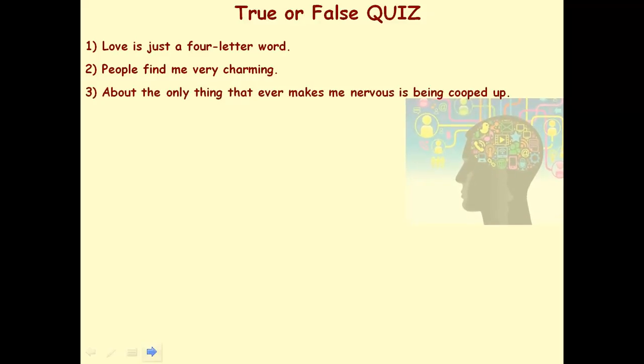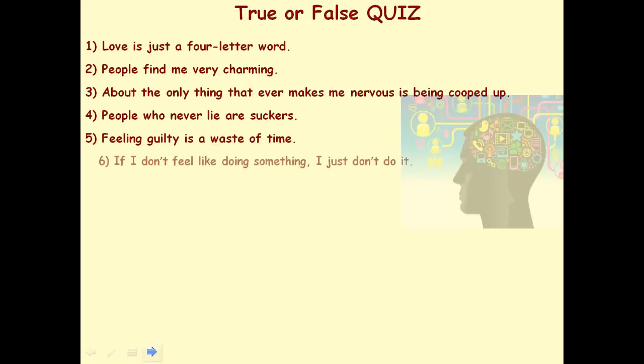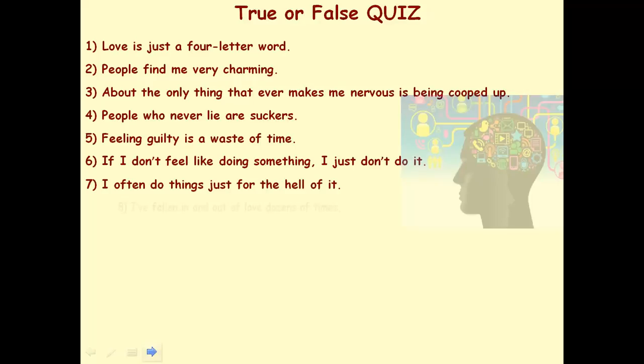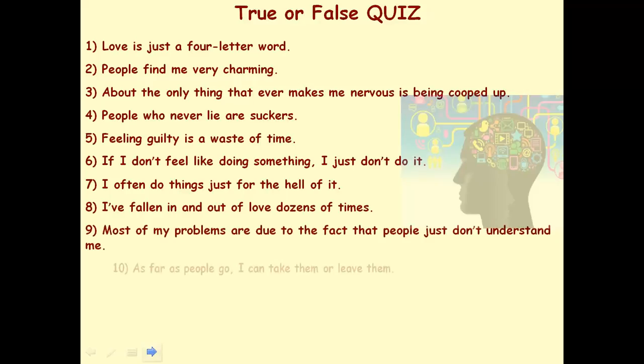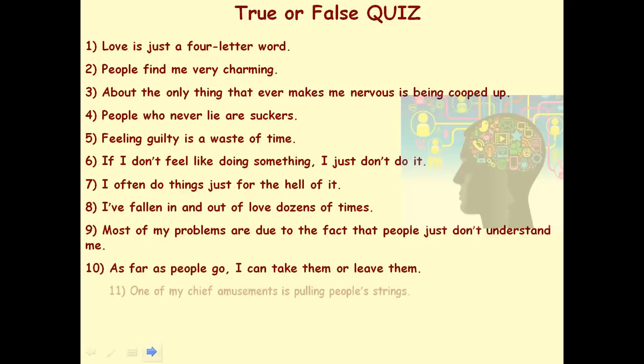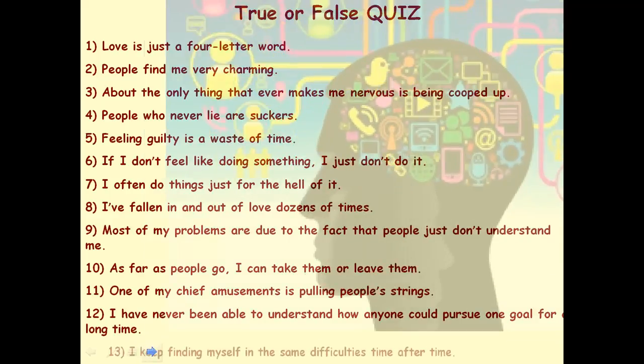Number 1, love is just a 4-letter word. 2, people find me very charming. 3, about the only thing that ever makes me nervous is being cooped up. 4, people who never lie are suckers. 5, feeling guilty is a waste of time. 6, if I don't feel like doing something, I just don't do it. 7, I often do things just for the hell of it. 8, I've fallen in and out of love dozens of times.